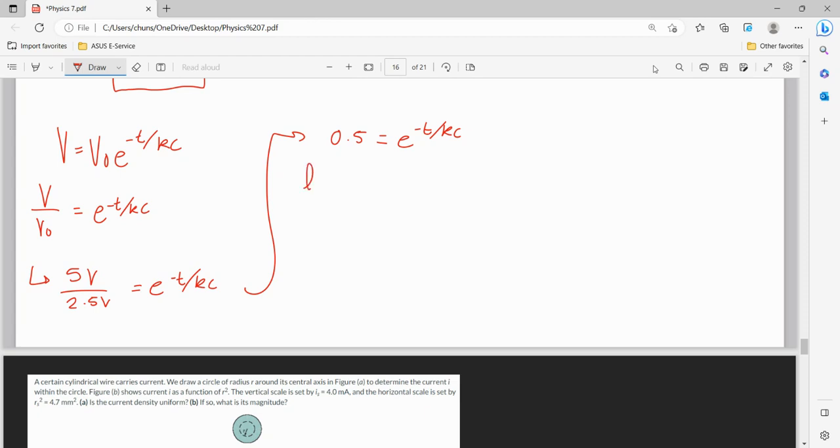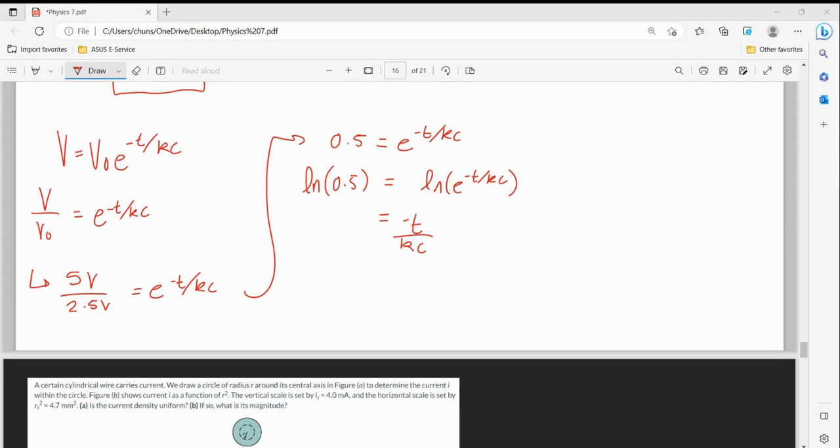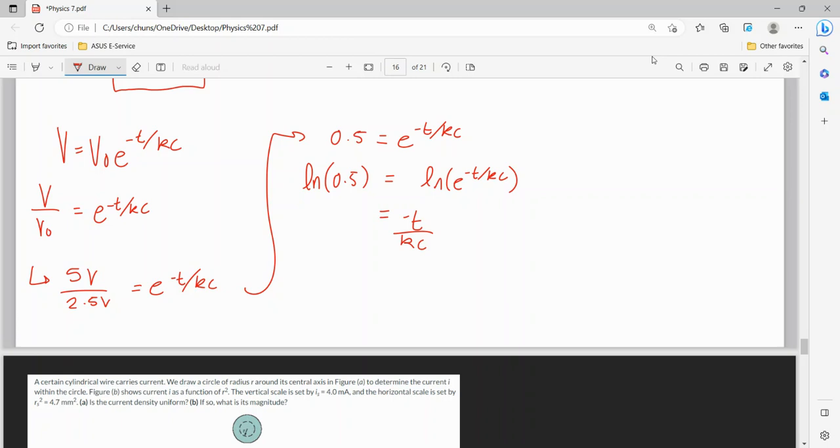Okay, so let's apply ln so we can find what our value for t is. Sorry, this is ln of 0.5, so we add ln to both sides. And this is equal to ln of e to the negative t over RC. This exponent is going to come down. Ln of e is just equal to 1. So this is equal to ln 0.5, which is negative 0.693147.